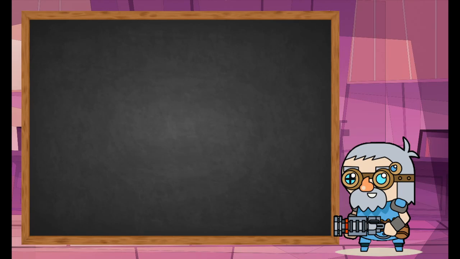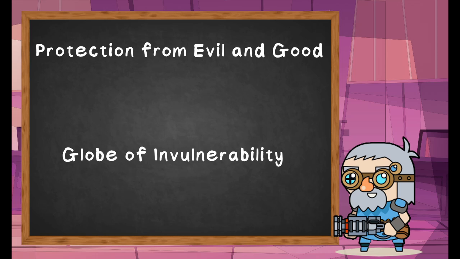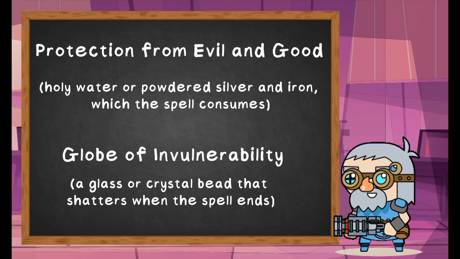Hang on. Even in just the PHB, we have a couple of spells that trip over these rules. Protection from Evil and Good and Globe of Invulnerability. Both have materials with no cost, so which takes precedence? You can use a spell focus, or you must provide the materials.